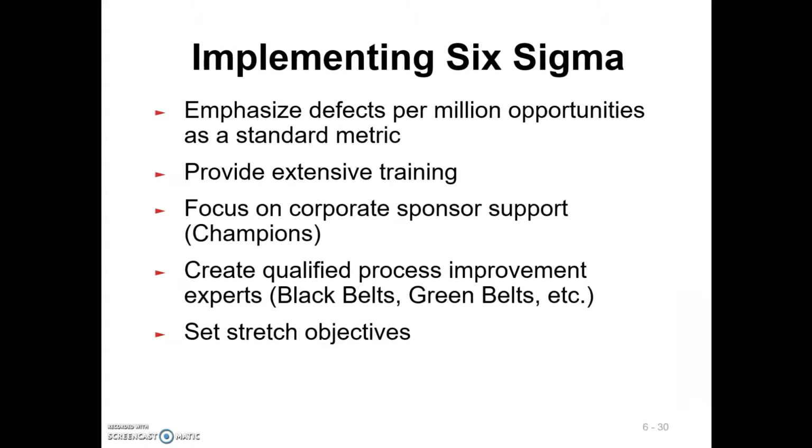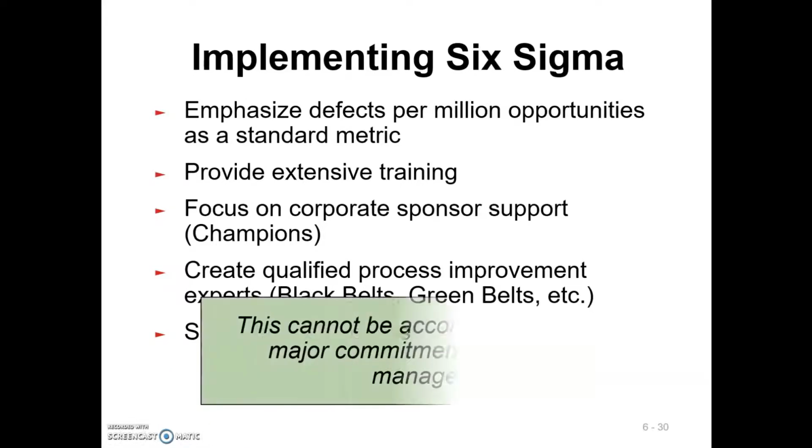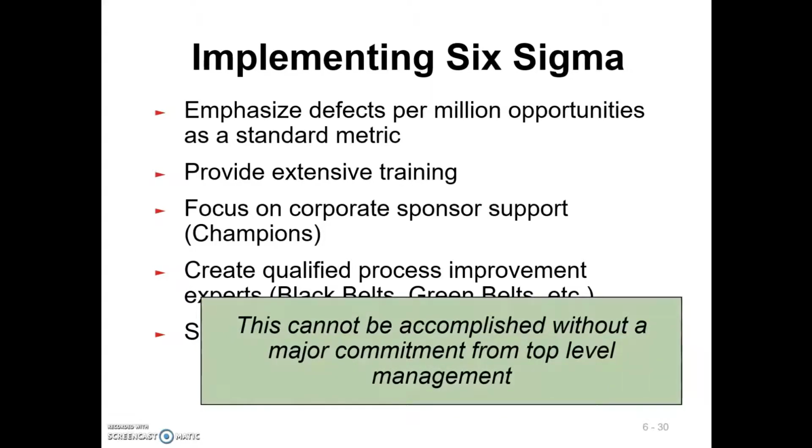So in terms of implementing Six Sigma, there needs to be emphasis on defects per million opportunities as a standard metric. There should be extensive training in place for employees. You should focus on corporate sponsor support and creating qualified process improvement experts who can be recognized as black belts or green belts and so on. And there need to be set objectives in place during implementation. And all this cannot be accomplished without a major commitment from top-level management.